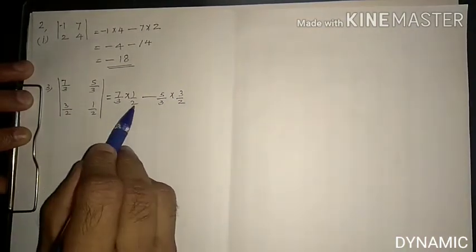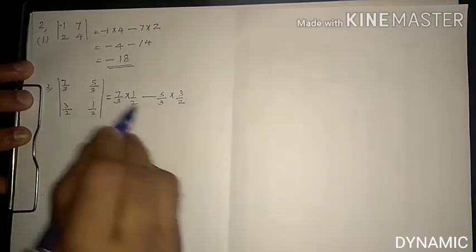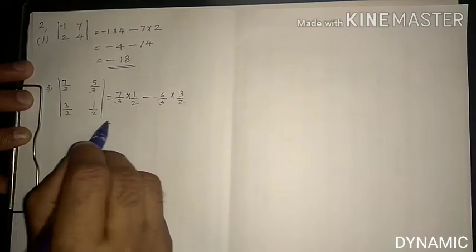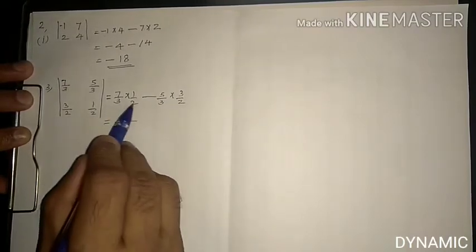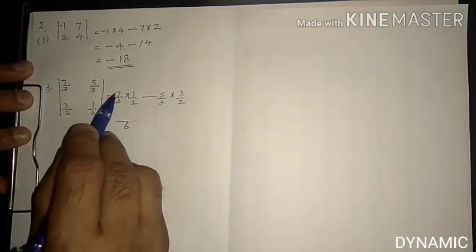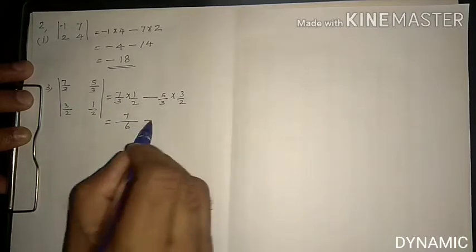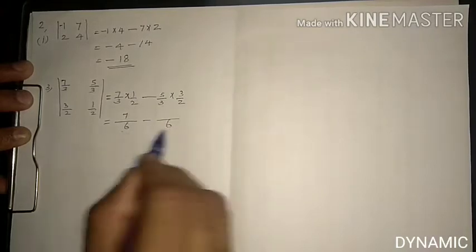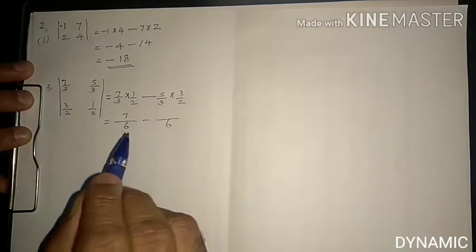Here denominators 3 2s are 6. So we don't cancel. Here we have simplification, but we don't do it. Finally, we do. Here, 3 into 2, 6. 7 into 1, 7. Minus. Here also 3 2s are 6. Common denominator we are getting. It will be easy to deal with.